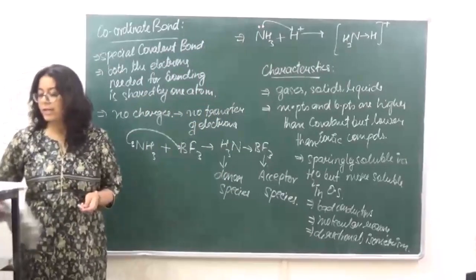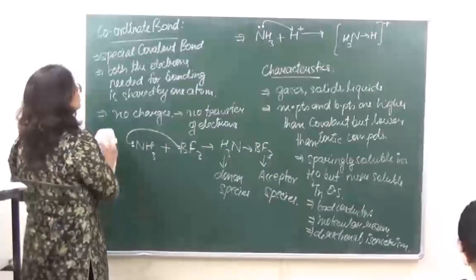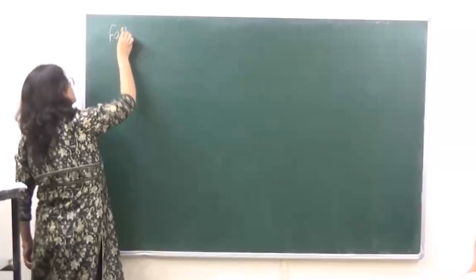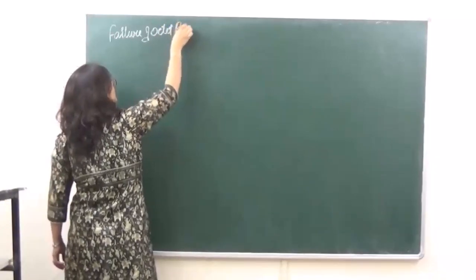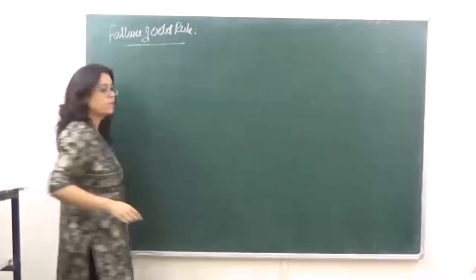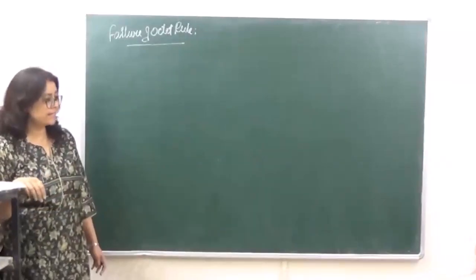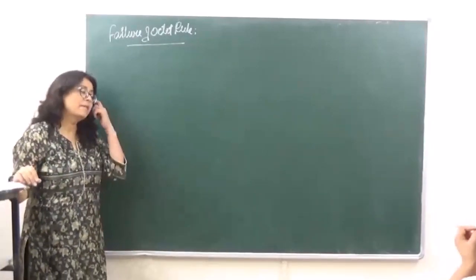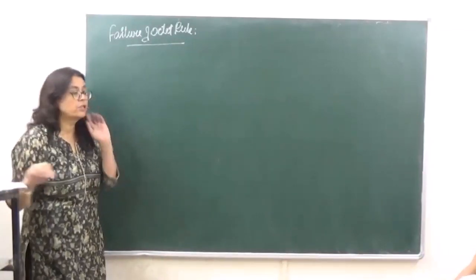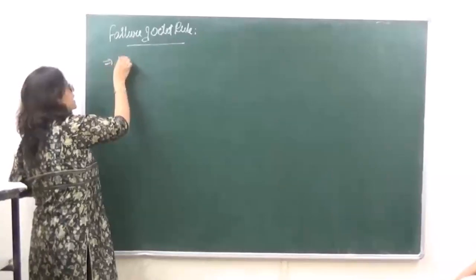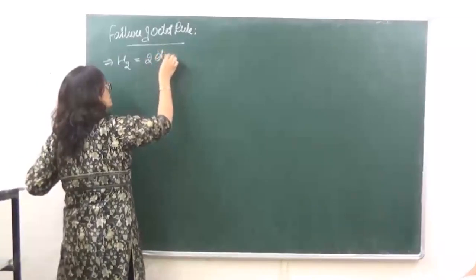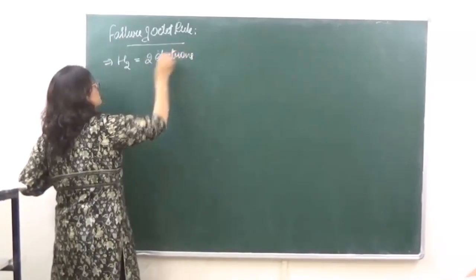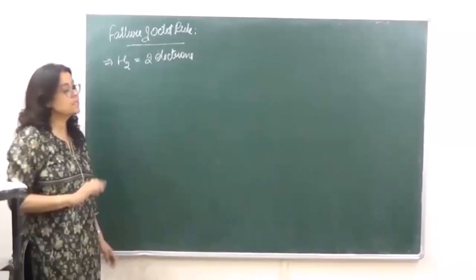Then we go on to the next, that is failure of the octet rule. We had already discussed this: what do we understand by the octet rule? The octet rule is to complete 8 electrons in the outermost shell. But there are many molecules which do not obey the octet rule. For example, we have studied hydrogen, which has only 2 electrons in the outermost shell. Still, it is going to be stable, right?